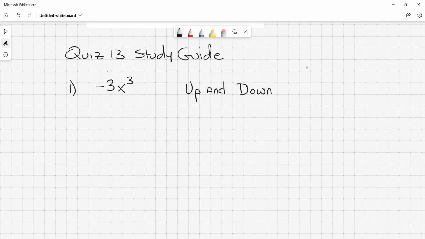And then in number two, just make sure when you look at the question tomorrow that the polynomial is in standard form, that you're looking at the highest valued exponent. So you got your 5x to the 8th. What's that? Odd and even. Positive and even. That's up and up.